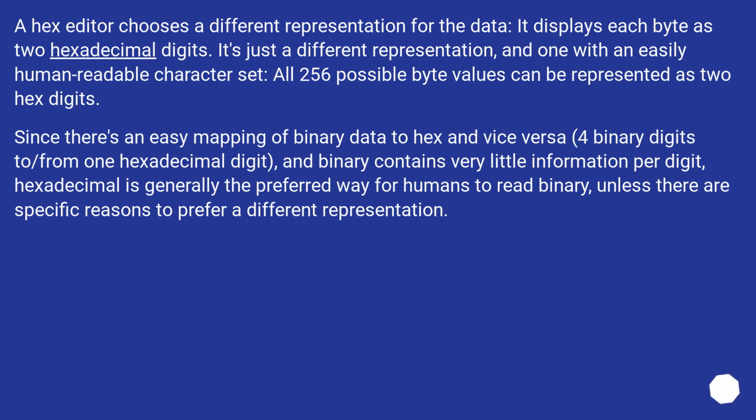A hex editor chooses a different representation for the data. It displays each byte as 2 hexadecimal digits. It's just a different representation, and one with an easily human-readable character set. All 256 possible byte values can be represented as 2 hex digits. Since there's an easy mapping of binary data to hex and vice versa, 4 binary digits to 1 hexadecimal digit, and binary contains very little information per digit, hexadecimal is generally the preferred way for humans to read binary, unless there are specific reasons to prefer a different representation.